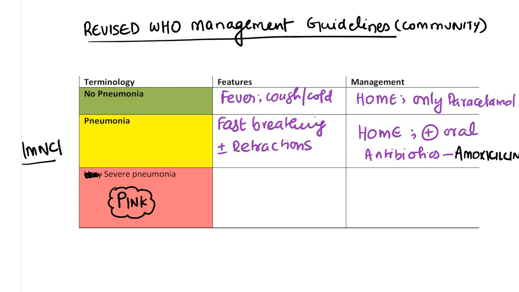Of course, it's a danger. So, what are the signs of severe pneumonia? Any child who is having hypoxia, in addition to any of the findings, is said to have severe pneumonia.